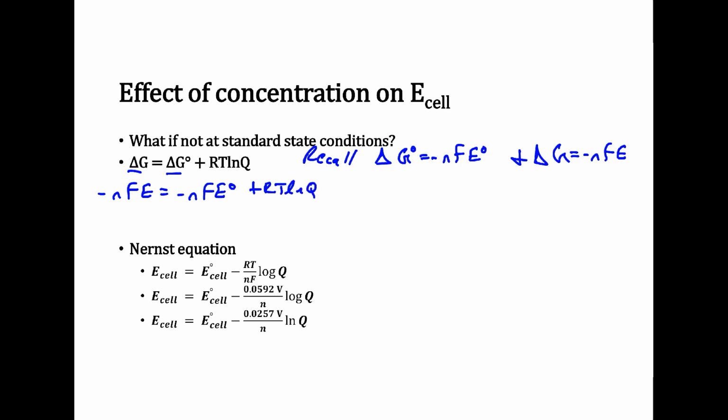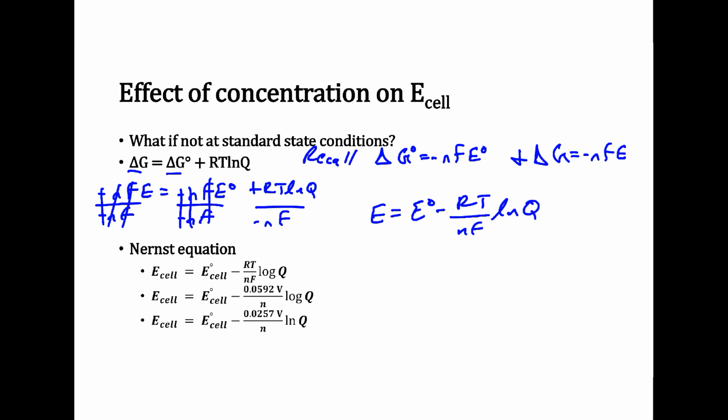If we want to solve for E, we could divide everything by nF. Recall that n is the moles of electrons being transferred and F is Faraday's constant. So after we go through and divide, what we'll end up seeing is that we'd get E, because the negative nF cancels out here and here, that E is equal to E standard minus RT over nF ln of Q. And so sometimes you'll see this written in terms of log, sometimes you'll see this written as the natural log of Q. It just depends.